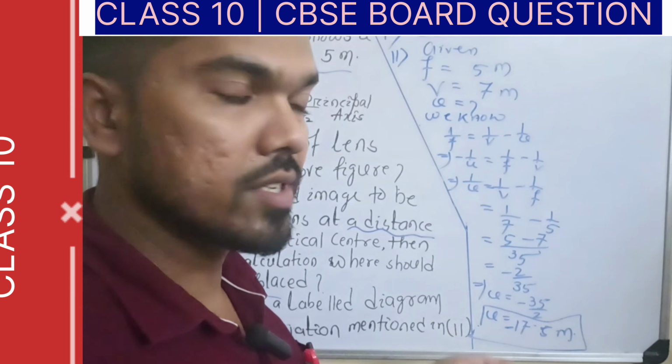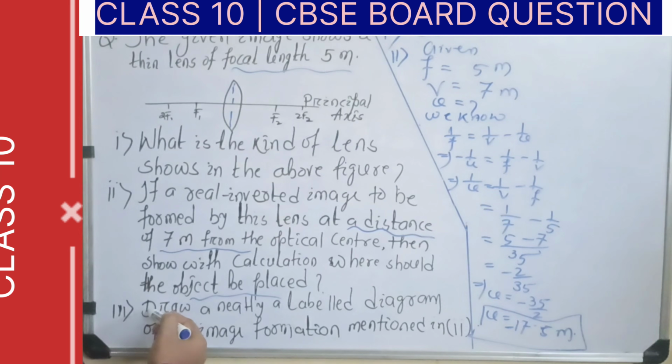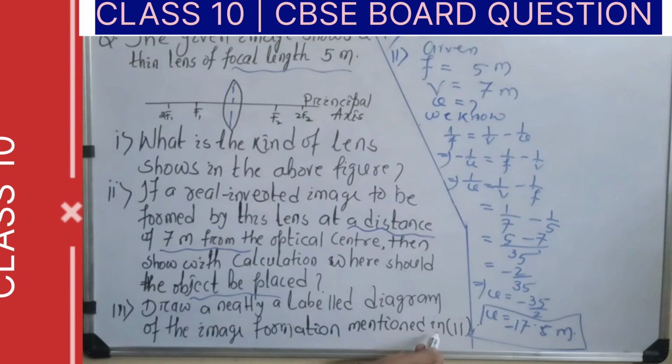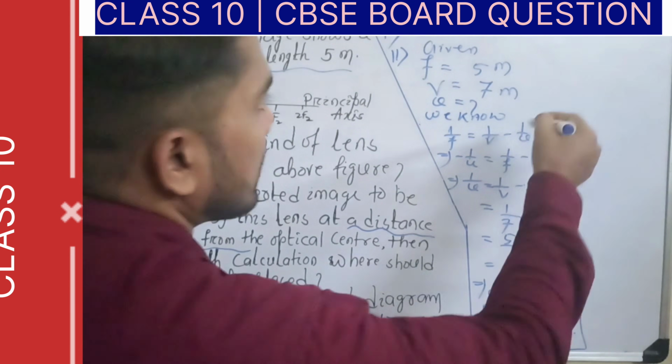Here the object distance you got is negative, that means the object is lying on the left side of the lens. Okay, the third bit is asking, students, to draw a neat labelled diagram of the image formed as mentioned in part two. So here we have to draw the ray diagram, students.